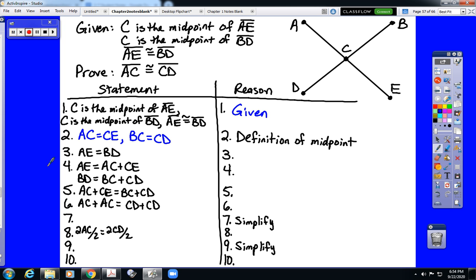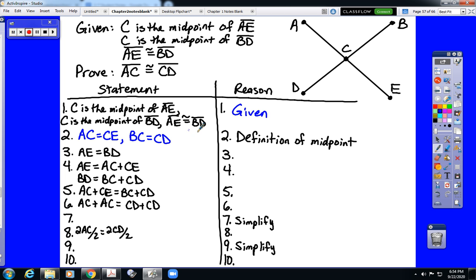If C is the midpoint of AE, then each piece of AE must be equal. If C is the midpoint of BD, then each piece of BD must be equal. We're still in the gather stage. Step 3 tells us that AE is equal to BD. Look back at your givens. There's one given that we haven't used yet.